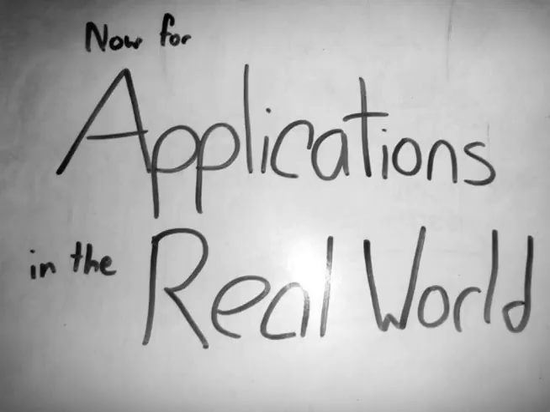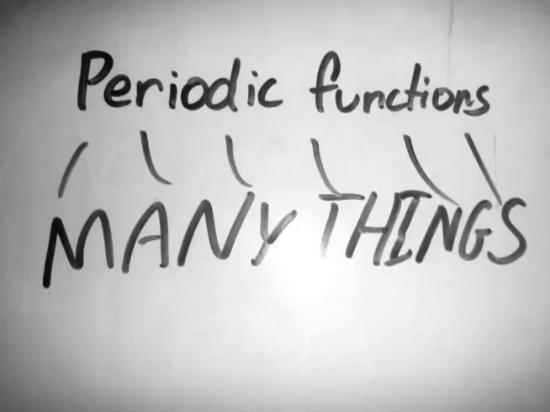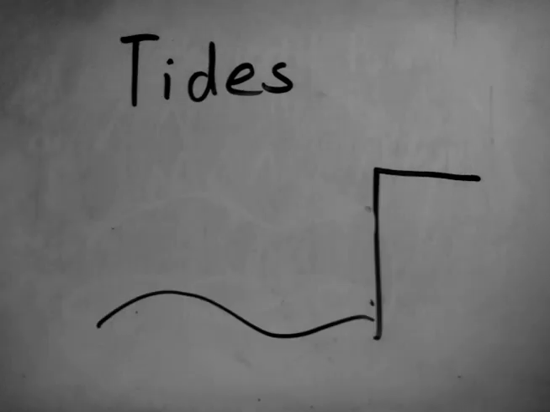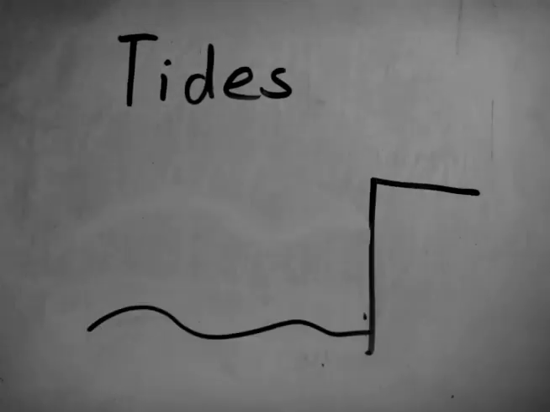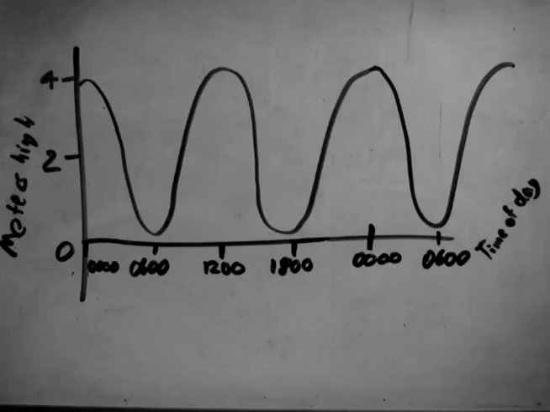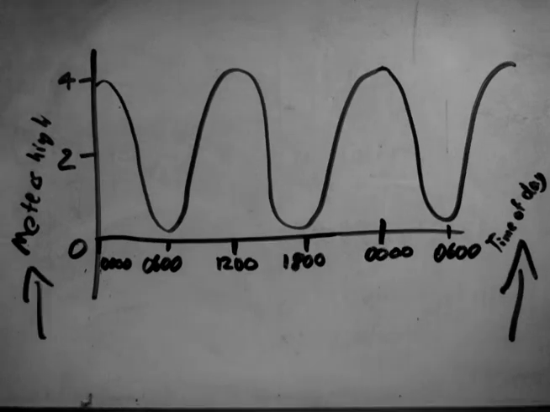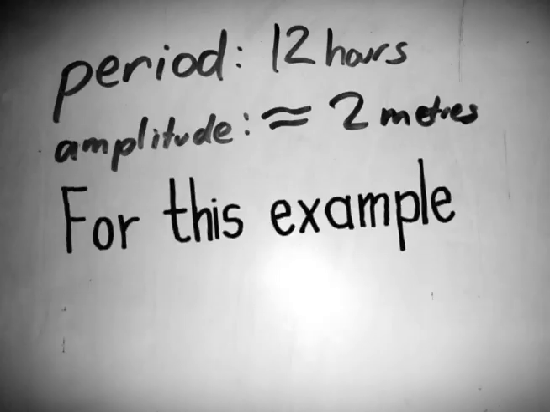Now for applications in the real world. Periodic functions happen in many things in the real world. For instance, tides, which rise and fall because of the pull of the moon's gravity as well as the sun's a bit. This happens twice a day, which may look something like this, with the x value being time of the day and y value being how high the water is. The period for this is 12 hours, the amplitude is about 2 meters, and the frequency is twice per day.